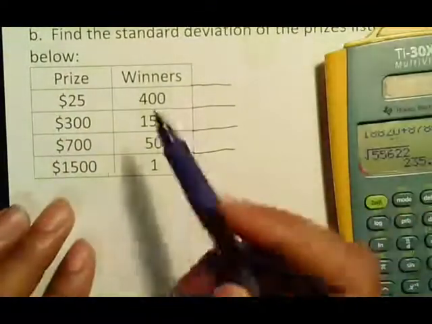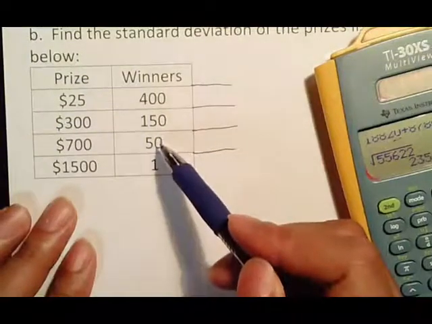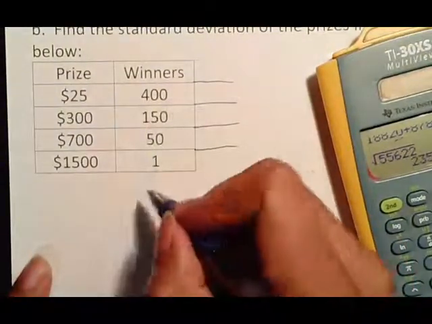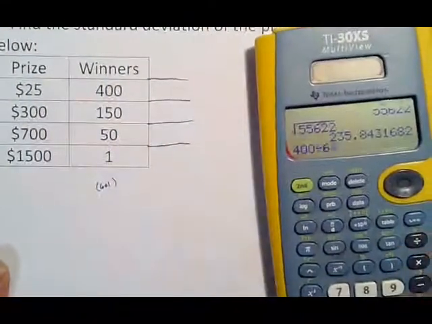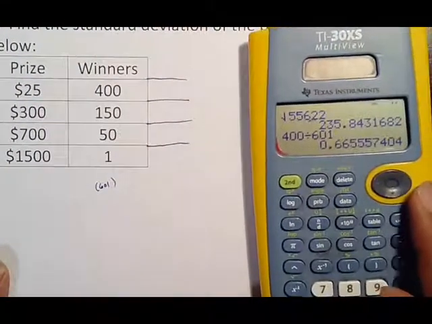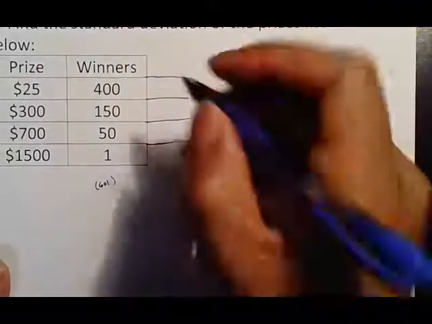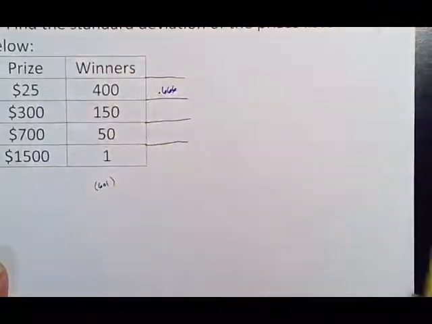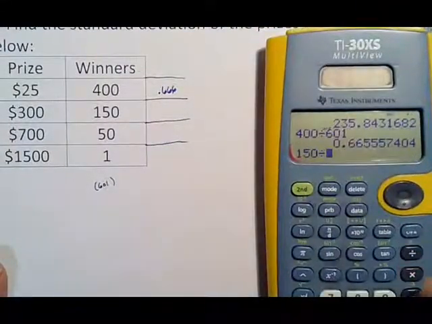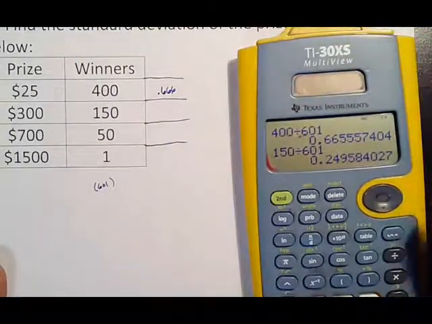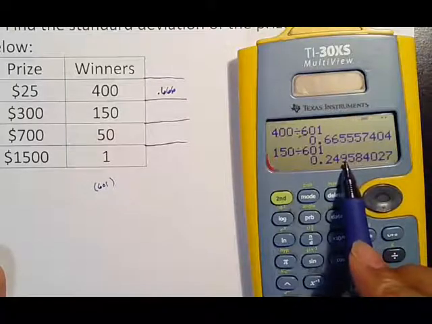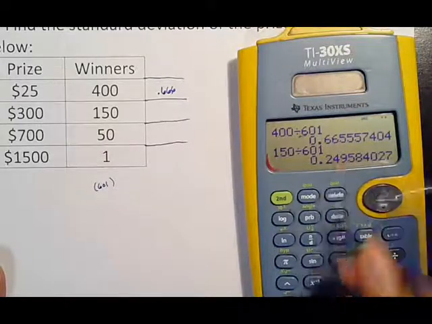That is 200, I believe, 201, which makes 601 our total. So 400 divided by 601. Again, this part's not going to speed up at all. 0.666, which is a lovely number. 150 divided by 601, which is, this 5 is going to bump up that 9, which therefore is going to make it 0.25.